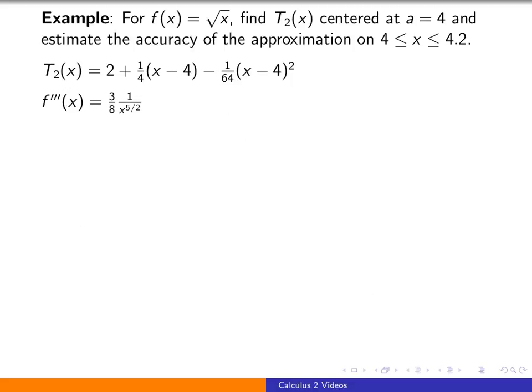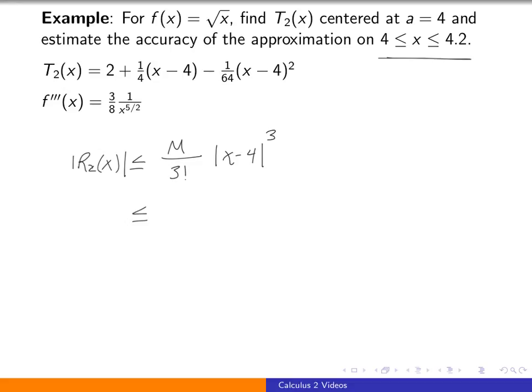So let's now estimate the accuracy of the remainder on the interval from 4 to 4.2. Recall that the remainder estimate, R sub 2 of x, is bounded above in absolute value by M divided by n plus 1 factorial, so that'd be 3 factorial, multiplied by the absolute value of x minus a, so x minus 4 cubed. So we need to really do 2 things here.